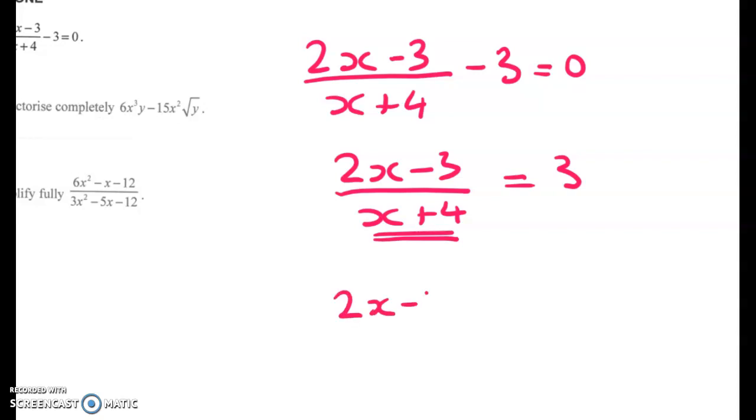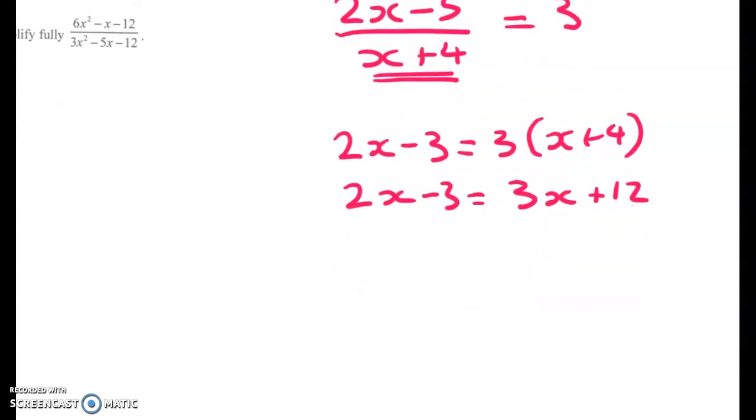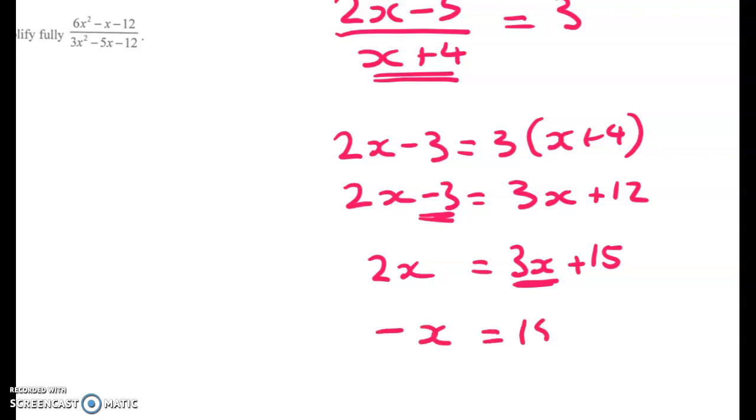That gives us 2x minus 3 is equal to 3 times x plus 4. Expanding the right-hand side, we get 3x plus 12. So 2x minus 3 is equal to 3x plus 12. I'm going to add 3 to both sides, and I get 2x is equal to 3x plus 15. And now I'm going to subtract the 3x from both sides. So we're back to a linear equation with x's on both sides, right? Negative x is equal to 15, giving me x is equal to negative 15.